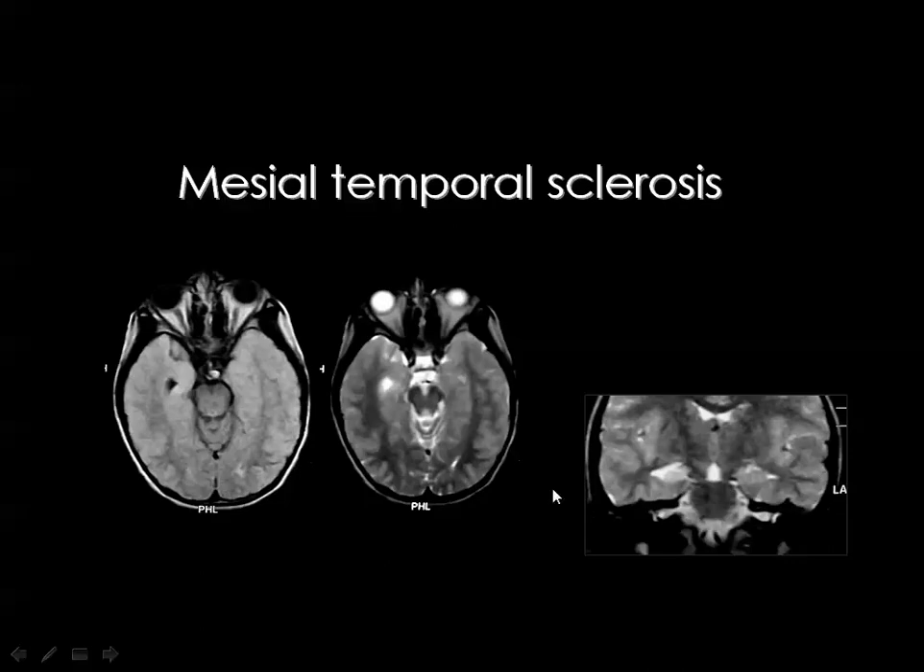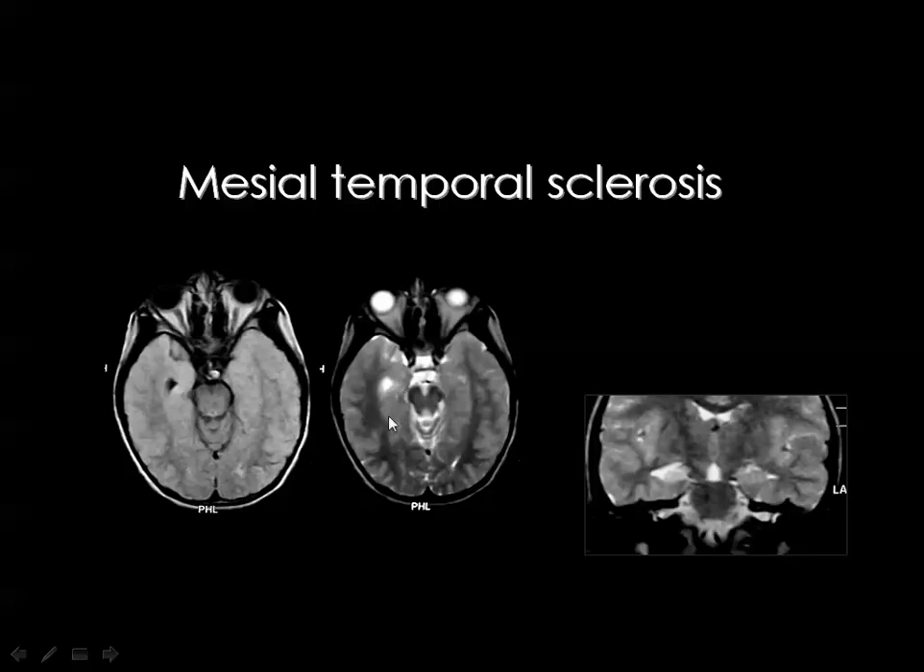Then the space, the structure which is located between, this is the temporal horn of the lateral ventricle. Between the temporal horn of the lateral ventricle and the midbrain, this area is the area of the medial part of the temporal lobe, containing the hippocampus anteriorly and the amygdala posteriorly.